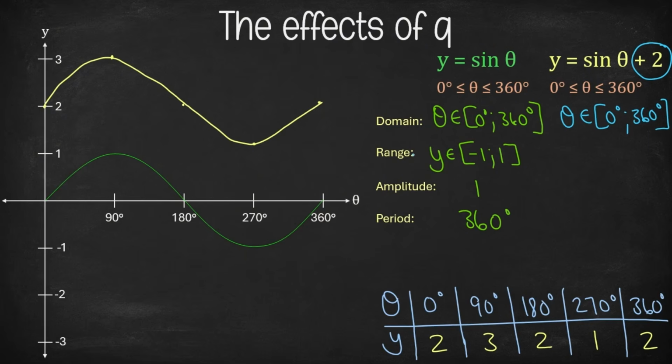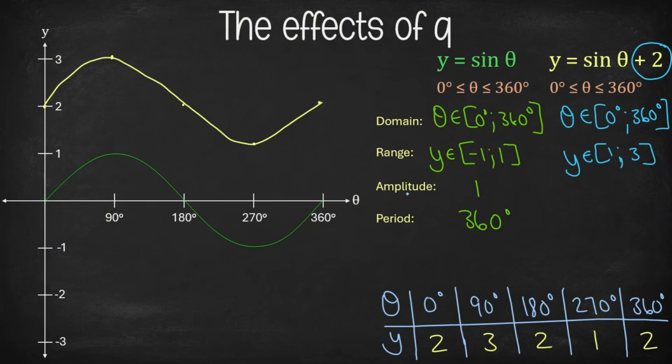Now the range is all the y values that your graph can be. But now you have to be careful because this graph is not from -1 to 1. This time, this graph is from 1, which is the minimum value, all the way through to 3. y is an element of 1 all the way through to 3. And remember that these numbers are included.